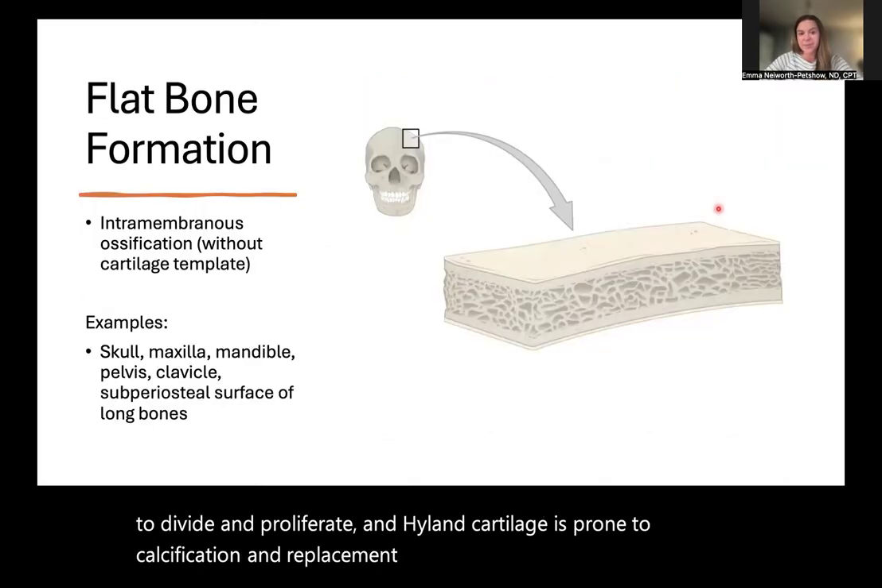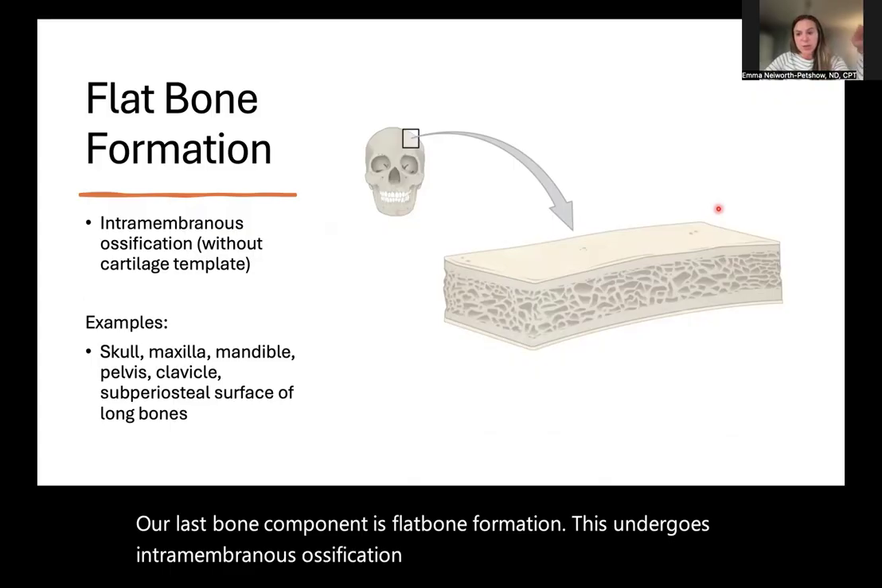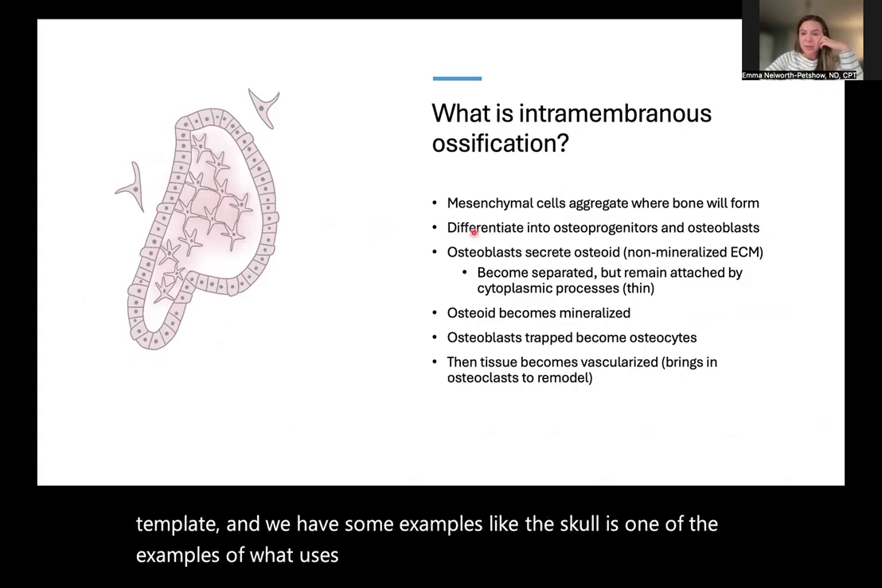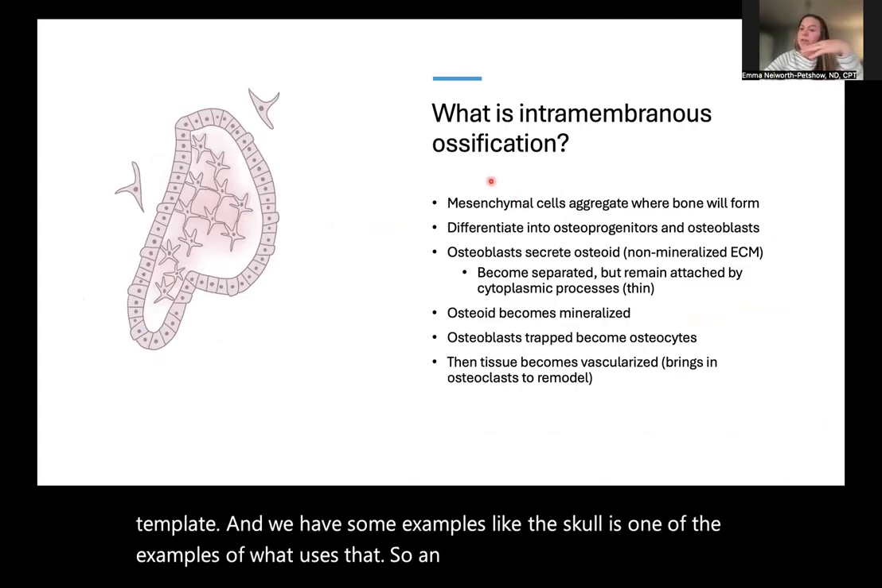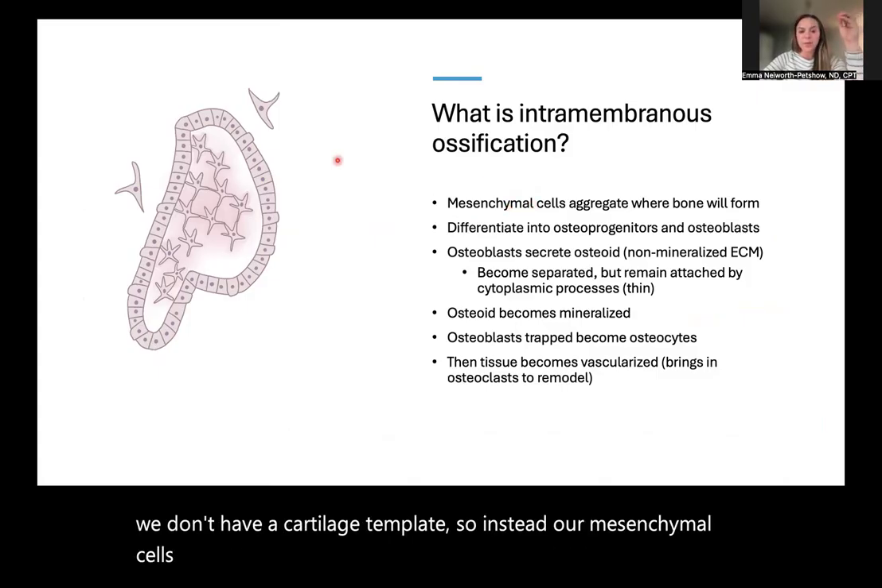Our last bone component is flat bone formation. This undergoes intramembranous ossification, where it's not using a cartilage template. We have some examples, like the skull is one of the examples of what uses that. So in intramembranous ossification, we don't have a cartilage template. So instead, our mesenchymal cells aggregate where bone will form.